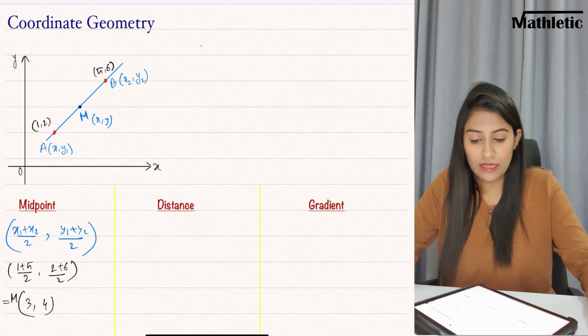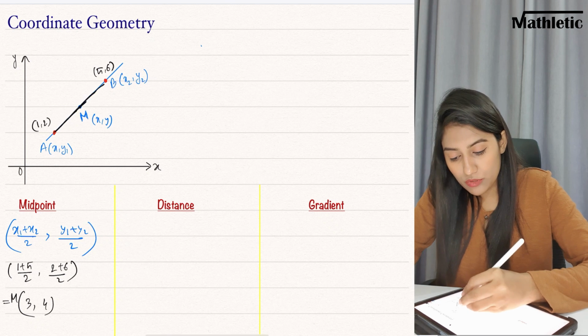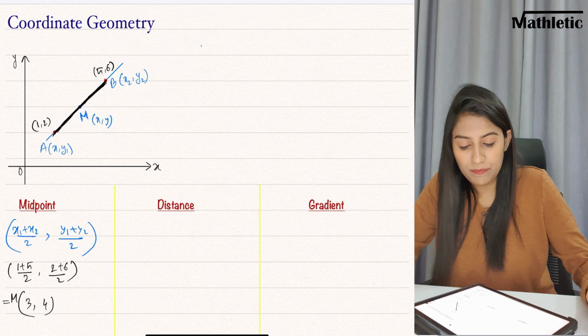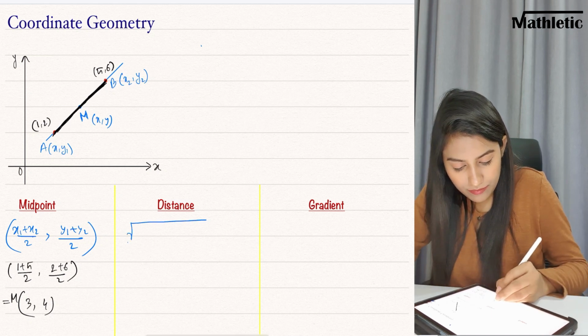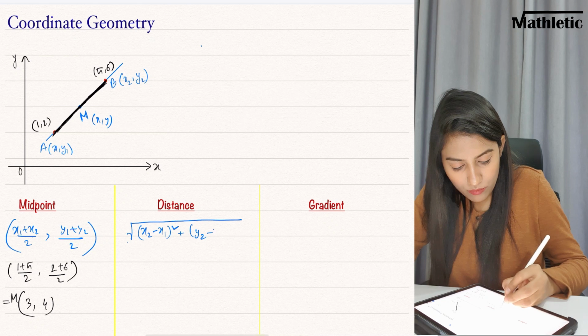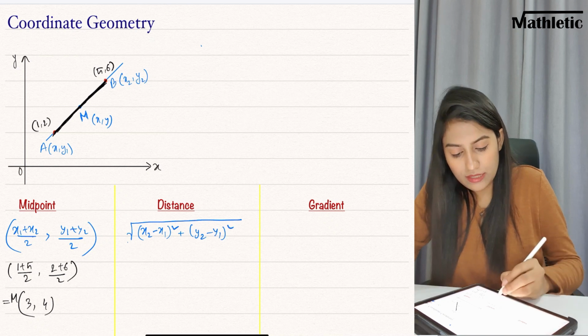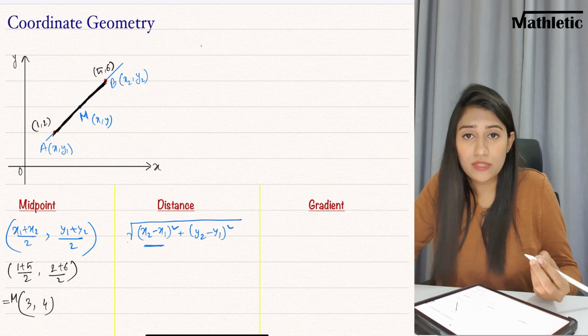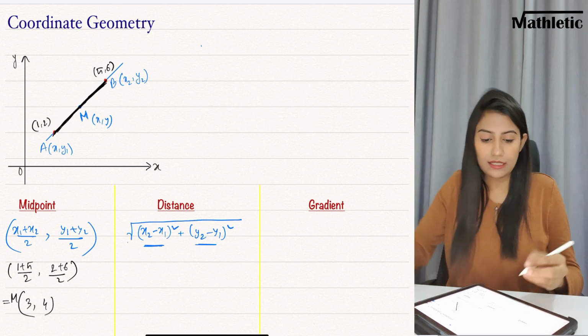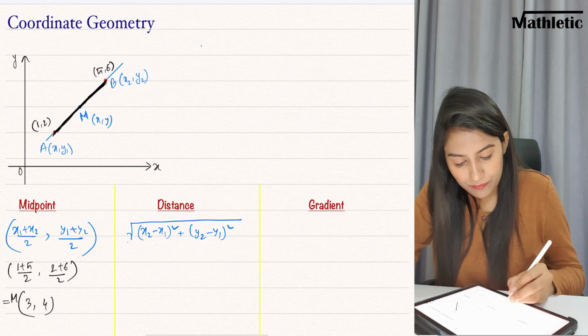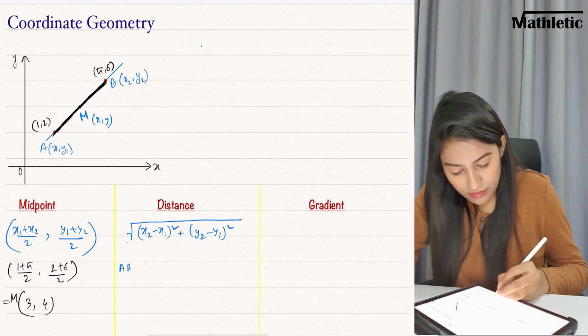Next, we will learn how to calculate the distance between these 2 points. Suppose you need to know the length of this line AB. In that case the formula is the square root of (x2 minus x1) whole squared plus (y2 minus y1) whole squared, as in you are taking the difference between the x coordinates, the difference between the y coordinates, and then you are squaring them and adding them.